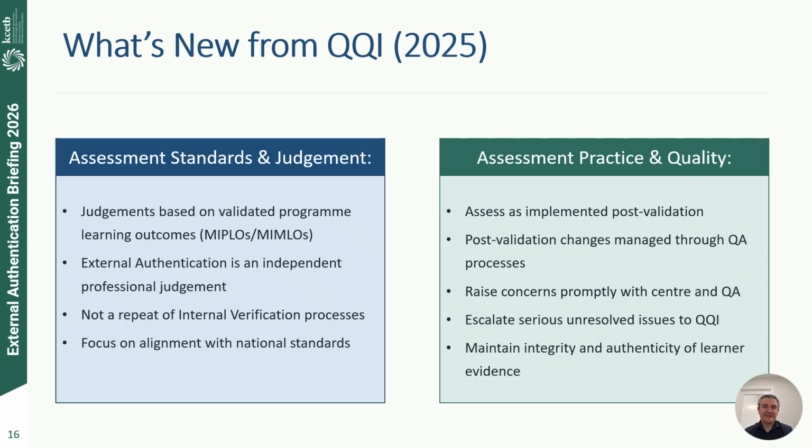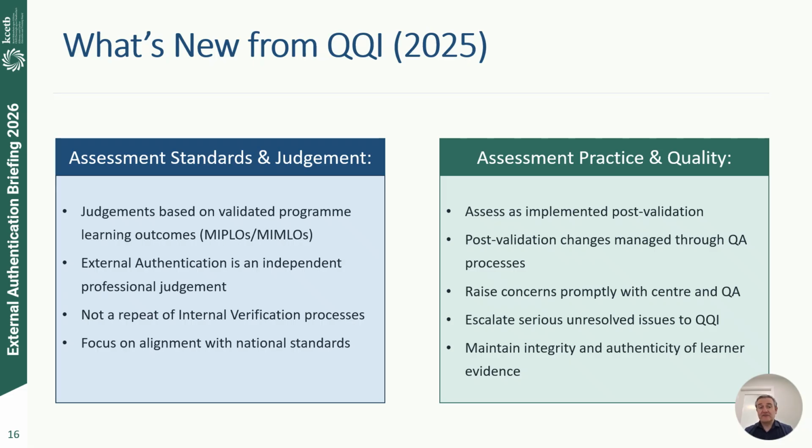In terms of assessment standards and judgment, it states that the award standard is now the minimum intended program learning outcomes, so the MIPLOs, and the minimum intended module learning outcomes, or the MIMLOs, of the validated program. So these MIMLOs have replaced the LOs from previous documents. But these are just a reference point for EA judgment.